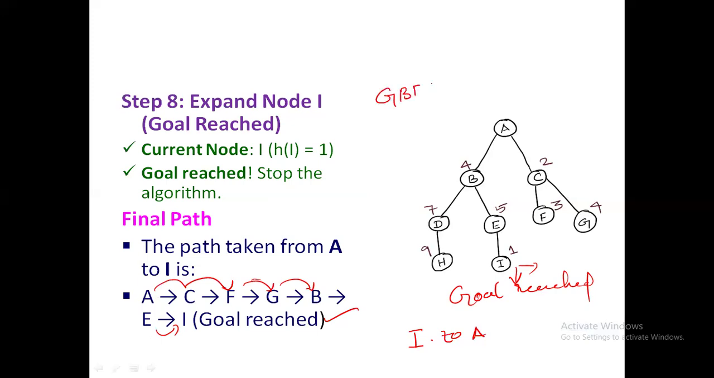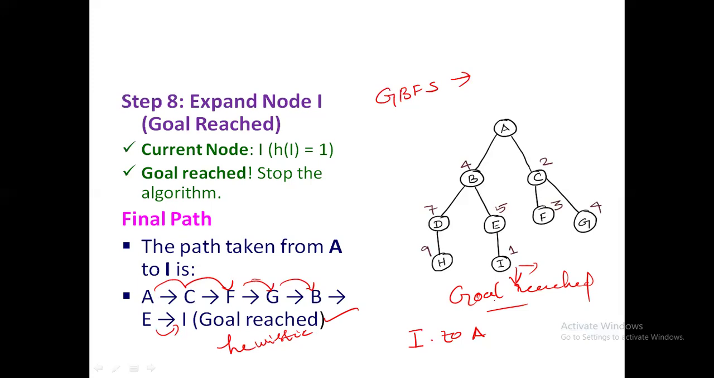How are these values selected? Based on the heuristic values. Based on the heuristic values, we have found this path. The key idea behind GBFS is that it always expands the node that appears to be closest to the goal, based on the heuristic value, without considering the actual cost to reach that goal.